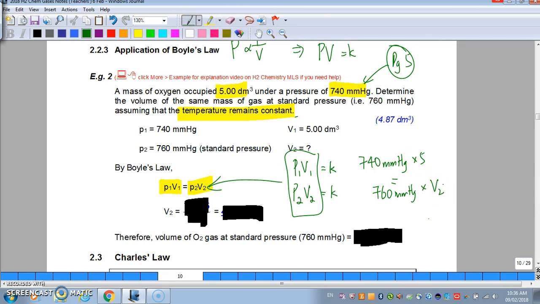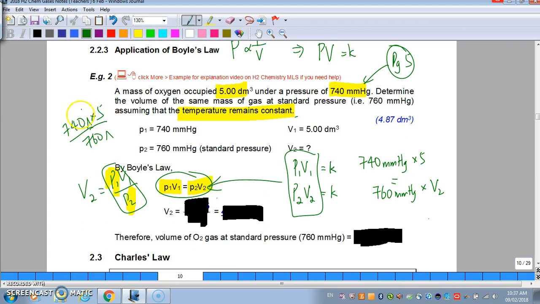Now you will see that to calculate my V2, I manipulate a little bit, so V2 equals P1V1 over P2. You see that P1 over P2, as long as they have the same unit, they are good to go, because you don't have to convert anything. Which means here it will be 740 times 5 over 760. Since the units are the same, the units can cancel out. So in this case, there's no need to convert anything.